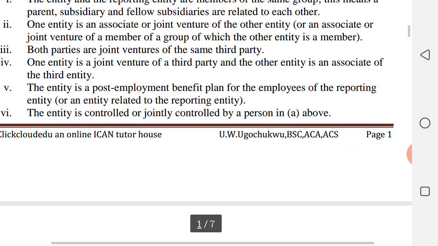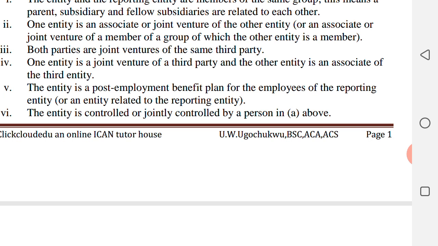Three, both parties are joint ventures of the same third party. Maybe both parties are joint ventures of the same third party. Let me say they have a third party, and the two entities are joint ventures from a particular entity. I mean the entity is the one that brings both of them together to join as a joint venture. So we say they are also related parties.